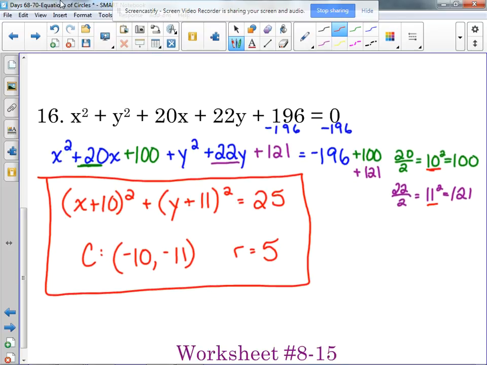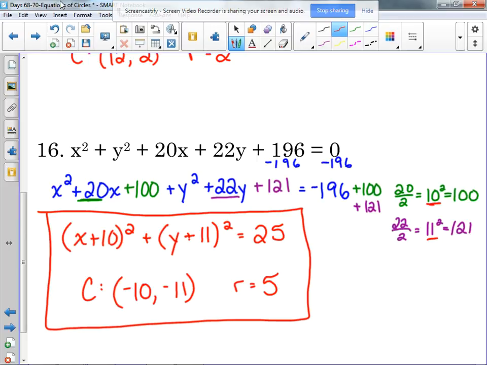Yes, sir. Like when you equal negative 196 plus 100 plus 121, do we just leave it there? Do we not mess with it? Or is that where we get 25? That's where the 25 comes from. I simplified it, yeah. Okay, any other questions before y'all try and do these?